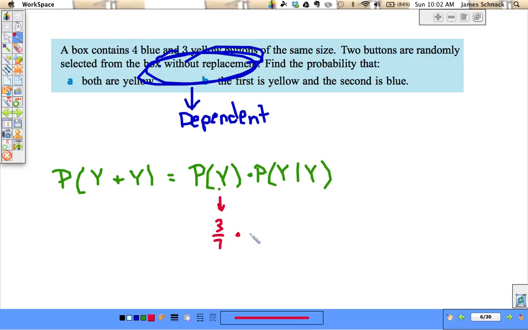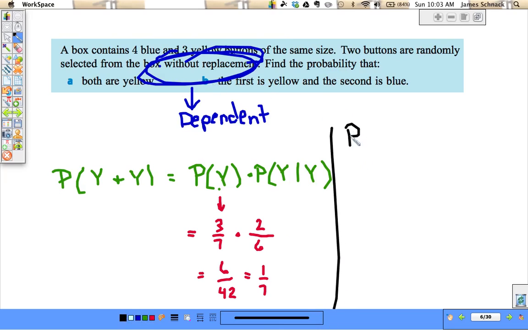So now, how many buttons are there in the box? There's only 6. And how many of those buttons are yellow? This just means think about what has changed. So now there's only 2 yellows in that box. So our probability becomes 6 out of 42, which is 1/7. And again, yes, you do have to reduce, ladies and gentlemen.